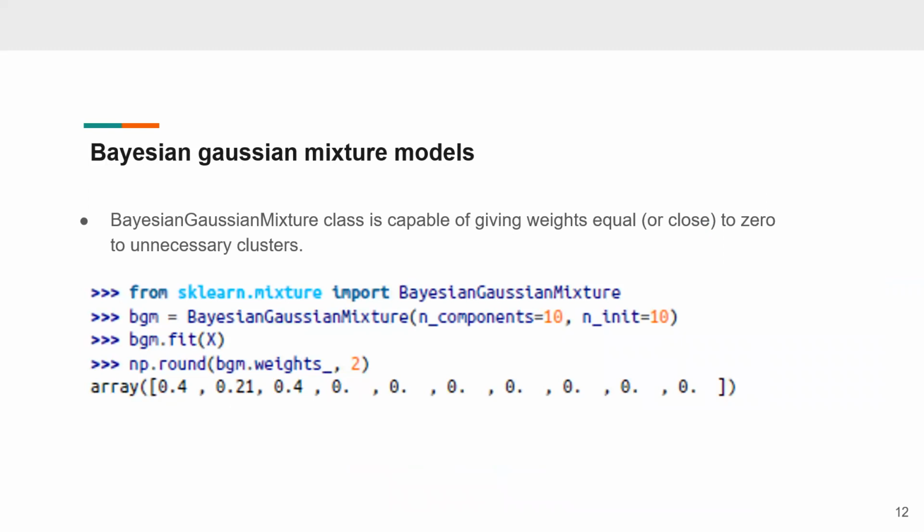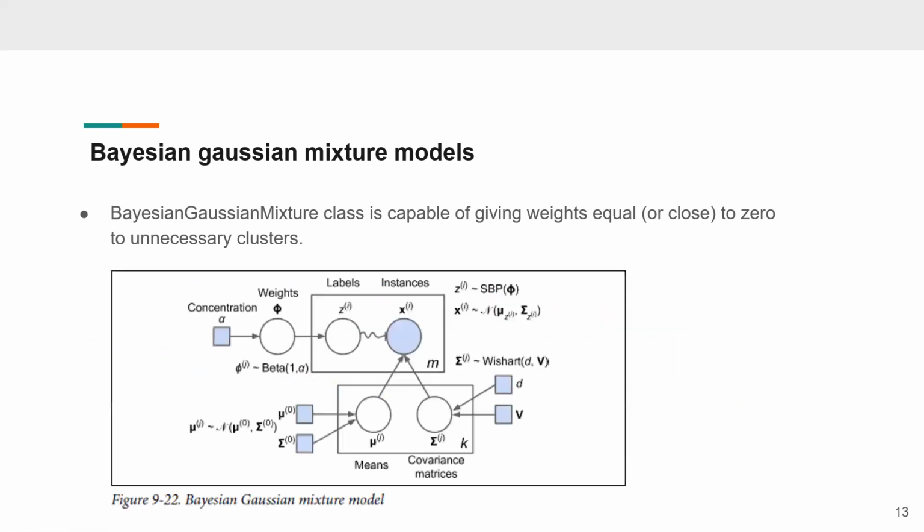Let's look at something beyond Gaussian mixture models. It's called Bayesian Gaussian mixtures. Bayesian Gaussian mixtures is capable of giving weights equal or close to 0 to unnecessary clusters. So in this example, you can see that if you have 10 clusters, it turns out that the weights for the majority of them become 0. Only 0.4 for one of them, 0.21 for the other one, and 0.4 for the third one. So that's Bayesian Gaussian mixture models.